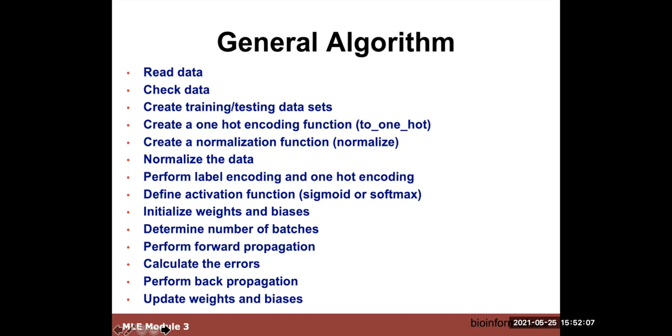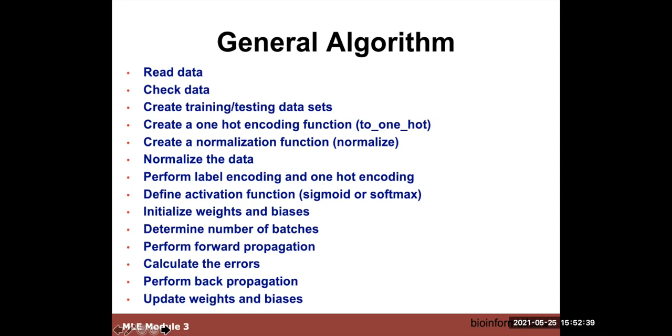We have to normalize the data. We do what's called an L2 normalization of the petal lengths and widths and sepal lengths and widths. We have to then encode the labels and do the one-hot encoding. We have to define our activation function. In this case, we're using, I think, sigmoid for layer one and softmax for layer two. We have to initialize our weights and biases. These are kind of random numbers.